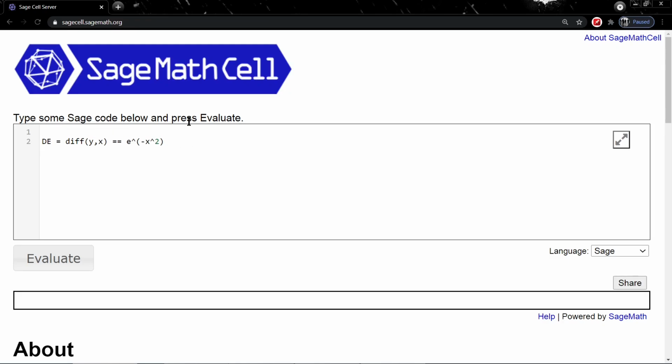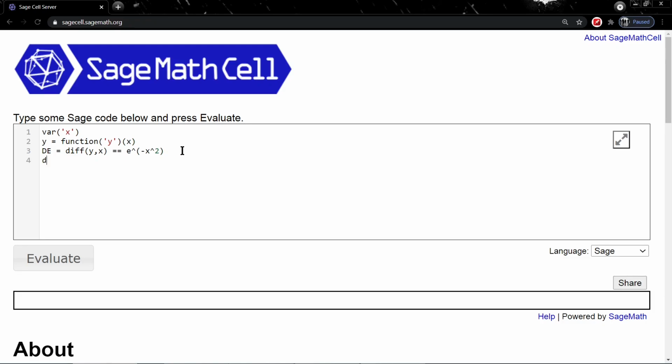Now before this we are going to define the variables x and y. So x is a variable and y is a function, so we can write y equal to function, in brackets and quotation marks y, and it is a function of x. So this is the syntax: y equal to function('y')(x).